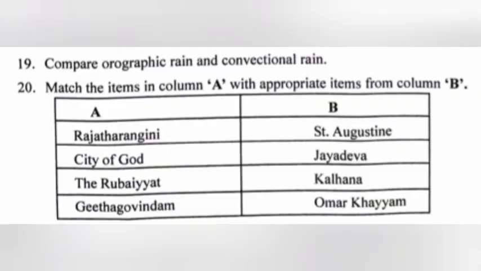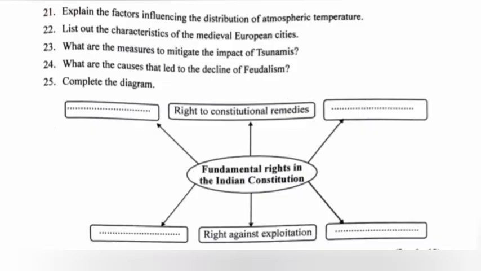20. Match the items in column A with the appropriate items from column B. Rajatarangini, Kalhana. City of God, St. Augustine. The Rubaiyat, Omar Khayyam. Geeta Govindam, Jayadeva. 21. Explain the factors influencing the distribution of atmospheric temperature.